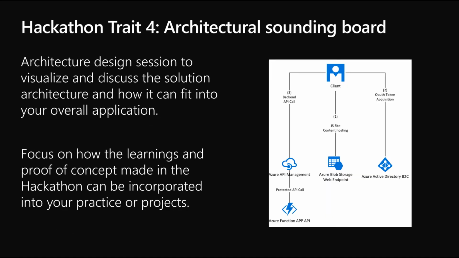Trait 4 is about solution architecture itself. Here's where we go into an architecture design session and discuss the solution architecture and how it can fit into your overall application. This is an important part of the hackathon to give participants an idea of how to bring the learnings and proof of concepts made in the hackathon back into their practice or projects. Here's an example that follows on from the public API thread earlier.